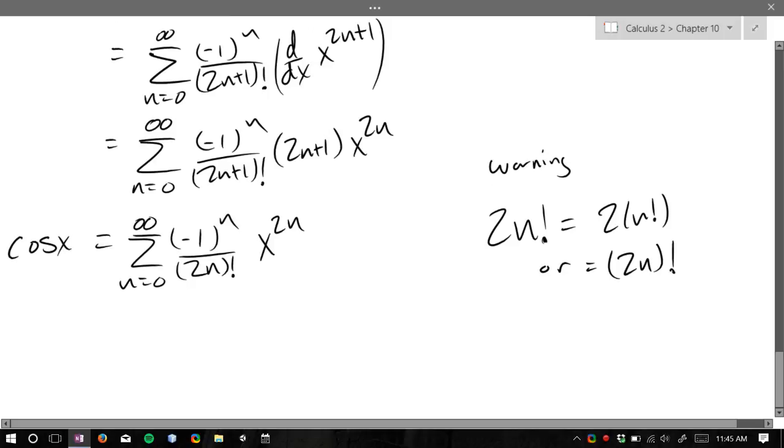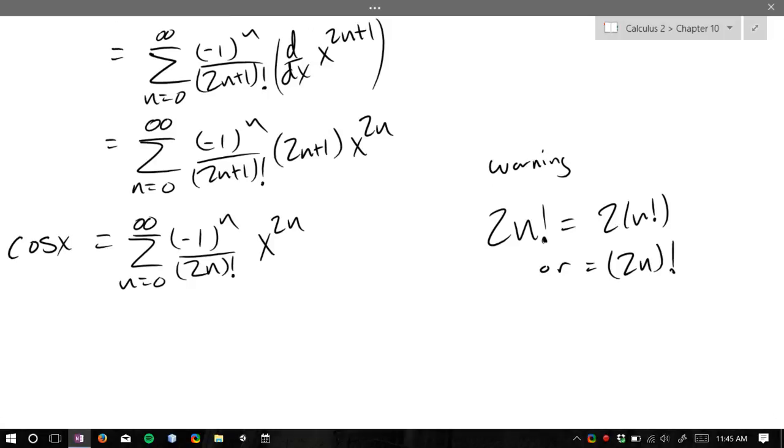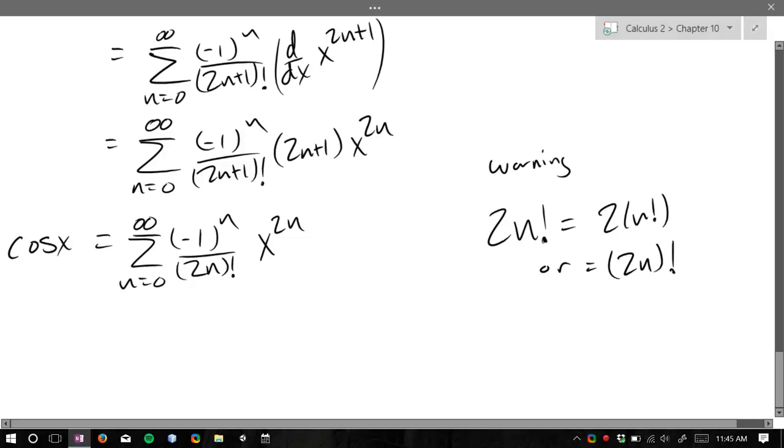We don't have time to do it now, but I strongly recommend take cosine and go the long way around to get the Taylor series. Make sure you know the answer now, but make sure that you actually get here.